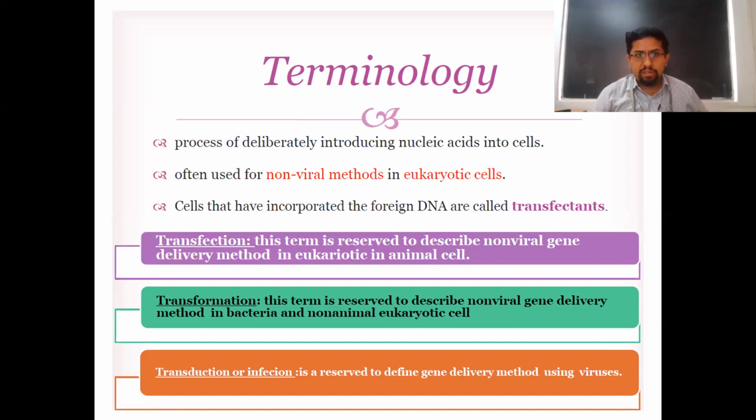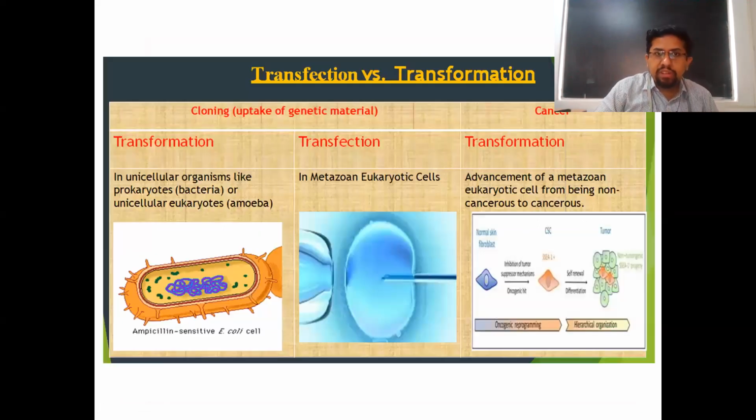You could be asked a 2 or 3 mark question: mention the terminologies which explain the transfer of nucleic acids into target cells. So which are the 3 mechanisms? Transfection, transformation, and transduction or viral infection. Yes, this could be asked as a 3 mark question. Please remember this. So this is transformation, how it is introduced into bacterial cells.